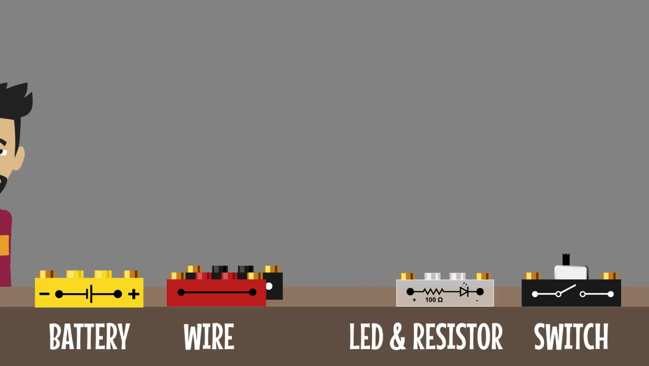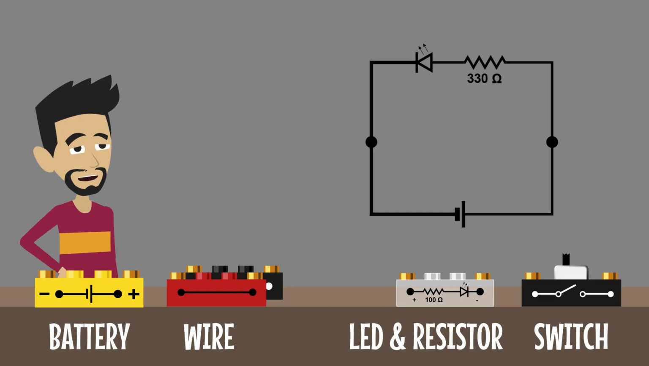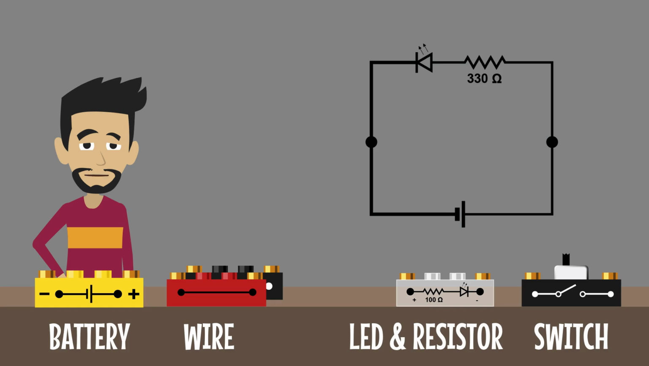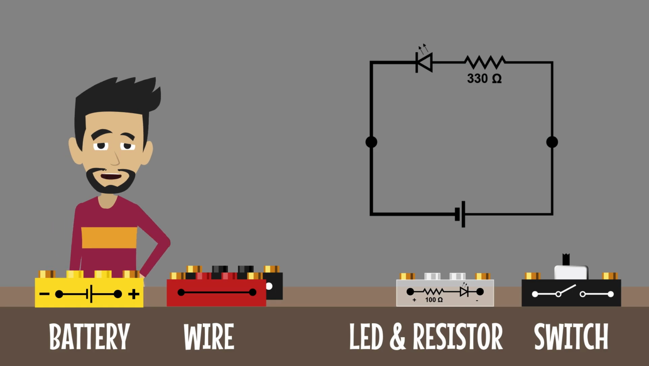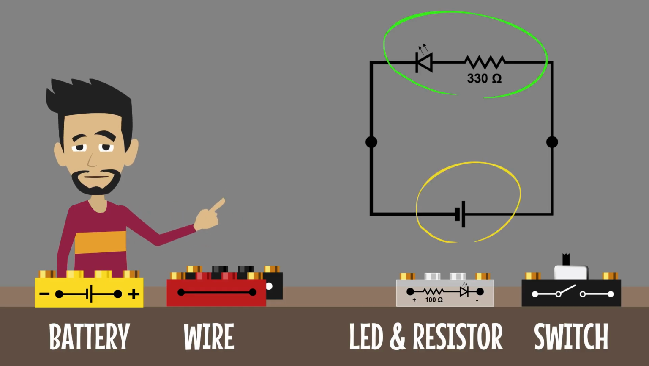Now that we know the basic symbols, let's go ahead and use them to build a circuit. We'll start with the simplest circuit we can, just a battery and a load. I'll start by first analyzing the circuit diagram. I see the LED and resistor symbols right here, and a battery symbol right here.